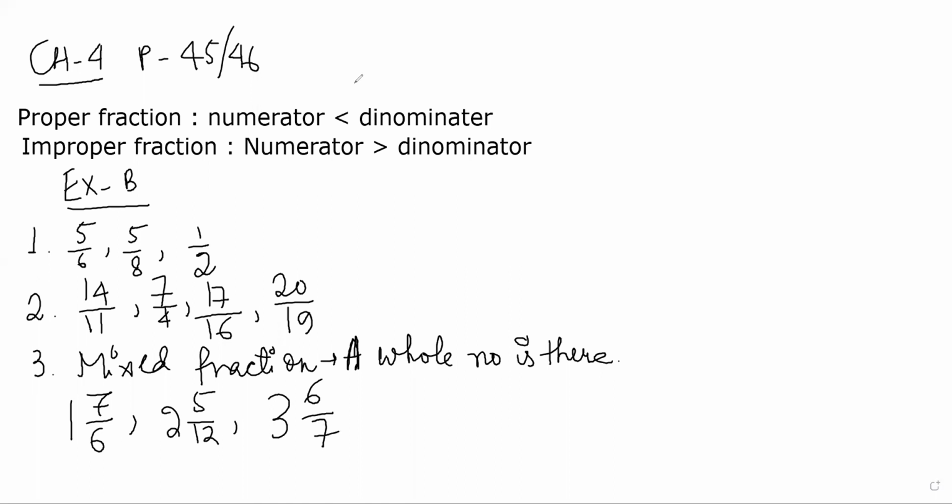Ma'am, what should we cut in the book? 4 whole 5 by 3. Since 5 by 3 is itself an improper fraction, in a mixed fraction with the whole number, the fractional part is always proper. 1 whole 7 by 6 is also a wrong concept. Here the bigger number cannot sit, so it can't be a mixed fraction. So these two are the only mixed fractions.